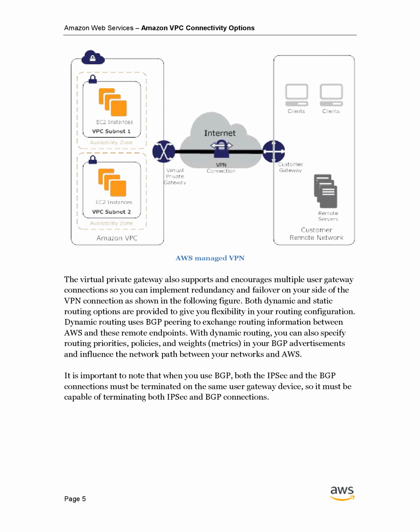Both dynamic and static routing options are provided to give you flexibility in your routing configuration. Dynamic routing uses BGP peering to exchange routing information between AWS and these remote endpoints. With dynamic routing, you can also specify routing priorities, policies, and weights, metrics, in your BGP advertisements and influence the network path between your networks and AWS. It is important to note that when you use BGP, both the IPsec and the BGP connections must be terminated on the same user gateway device, so it must be capable of terminating both IPsec and BGP connections.